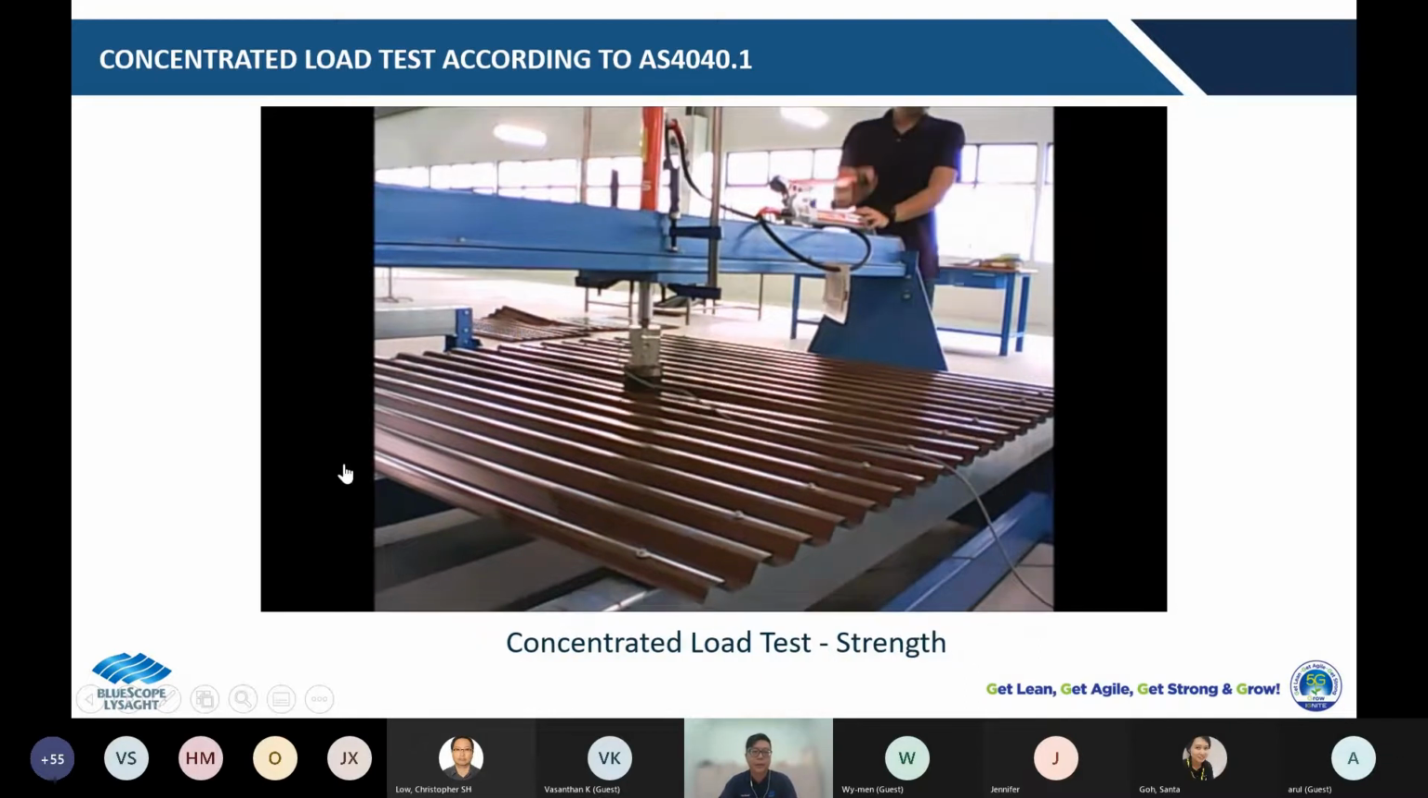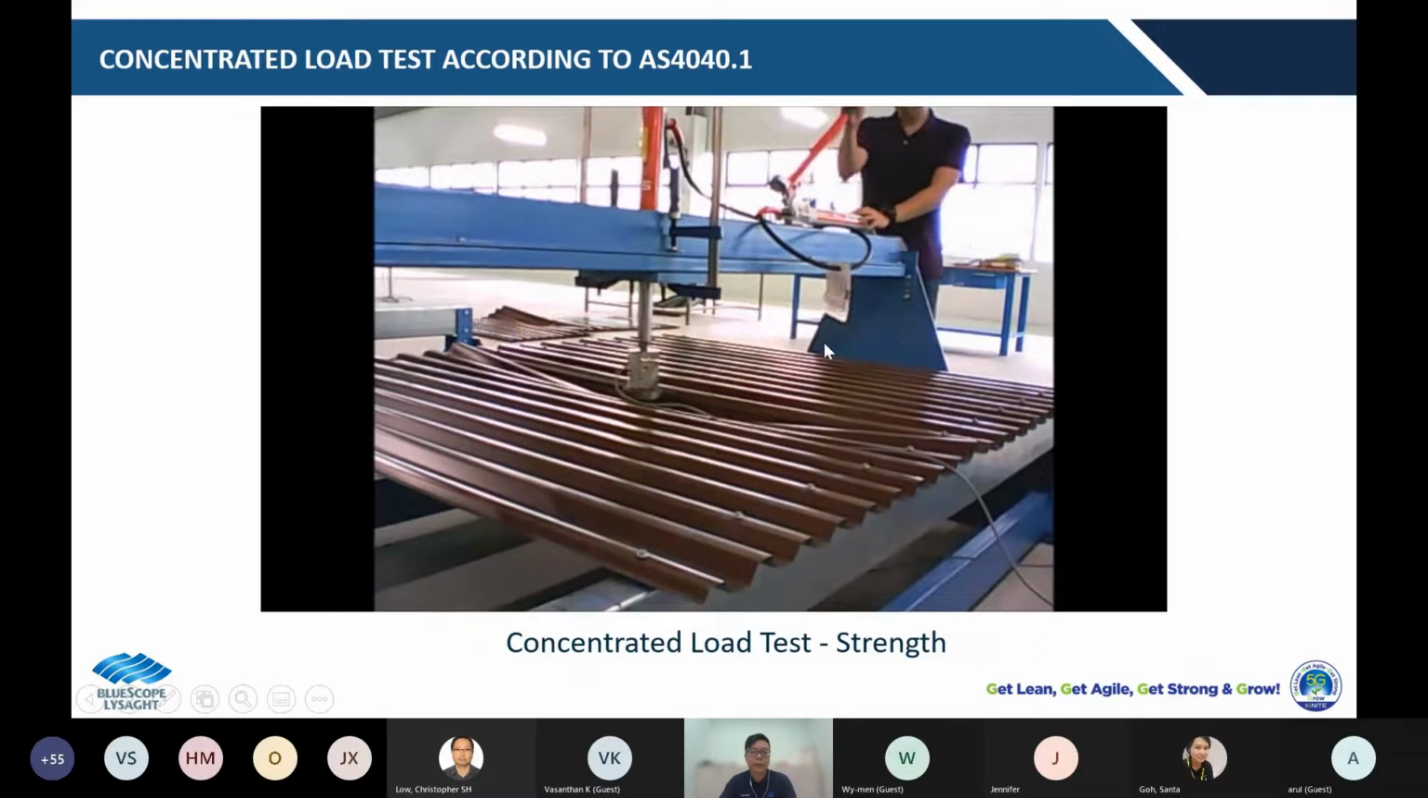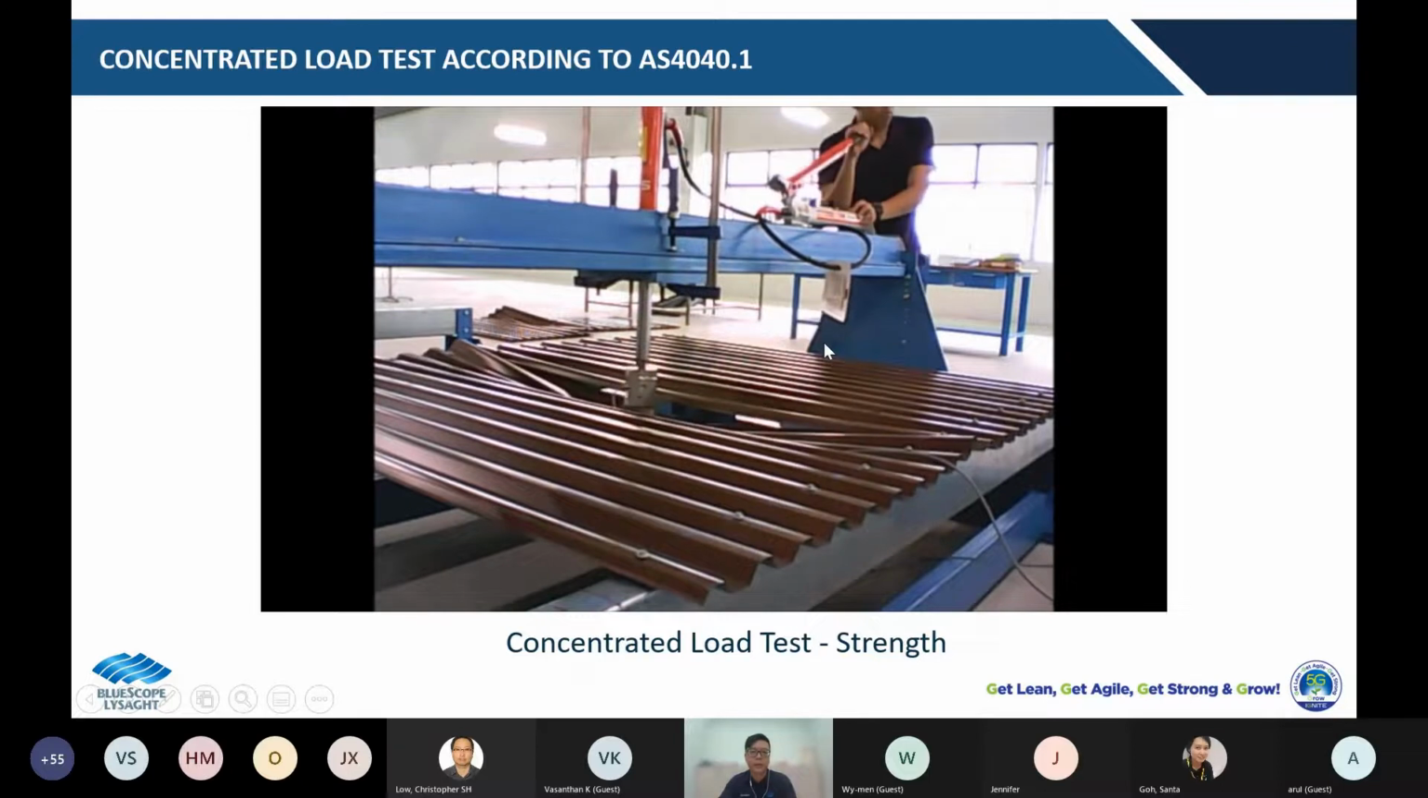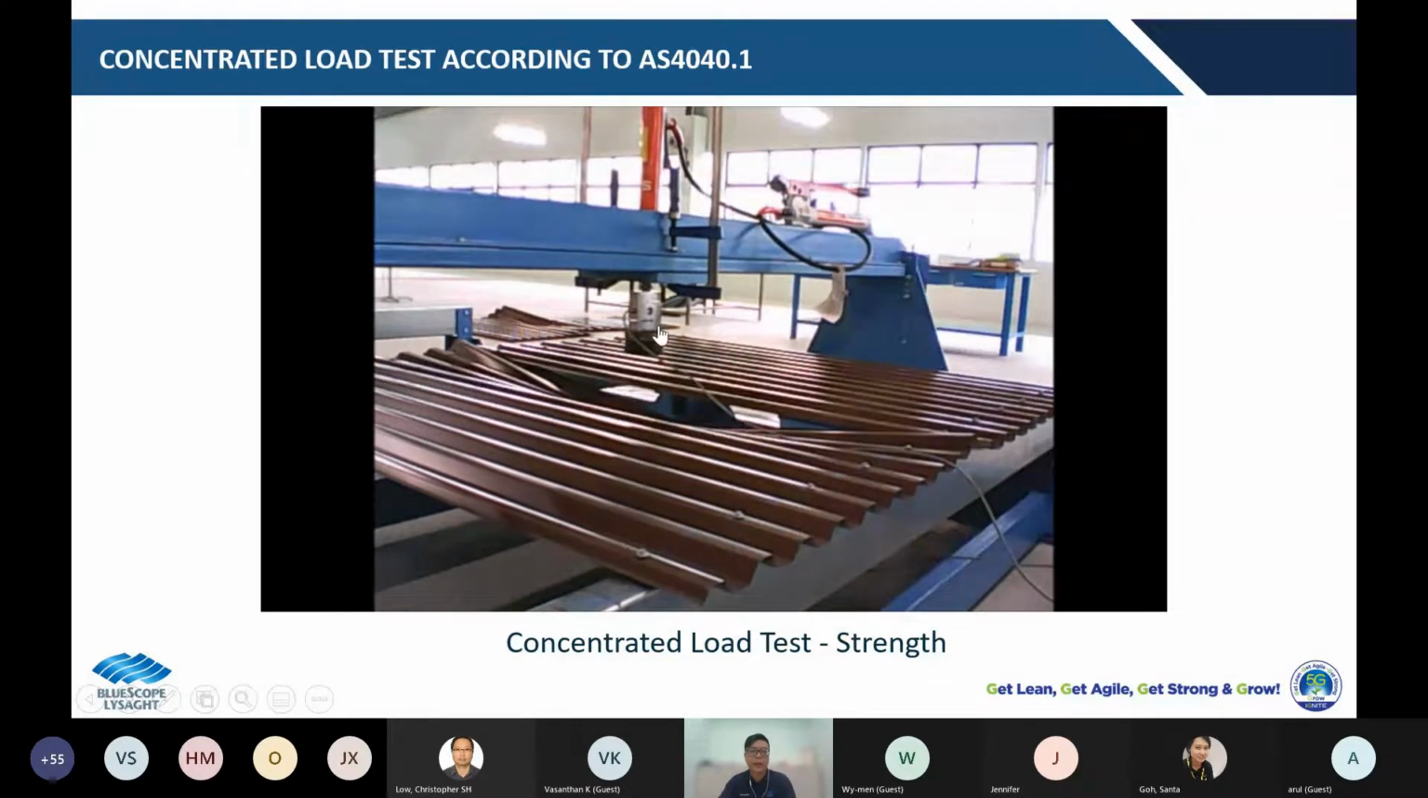About the strength, repeat the same process, but we increase the load until 2645 Newton. Then similarly, we wait for 1 to 2 minutes, and then we release it. So in this condition, this profile is deemed failed in this span length because the profile cannot go back to the original flatness anymore.